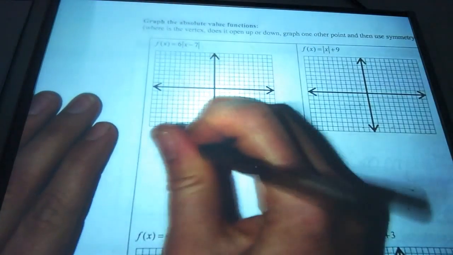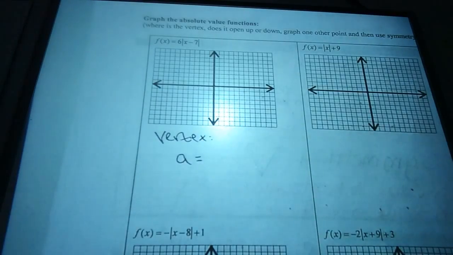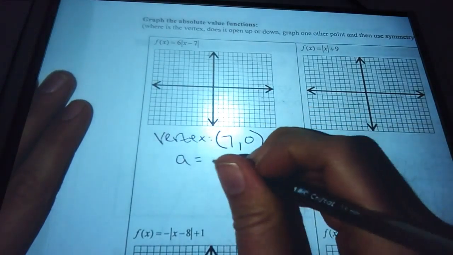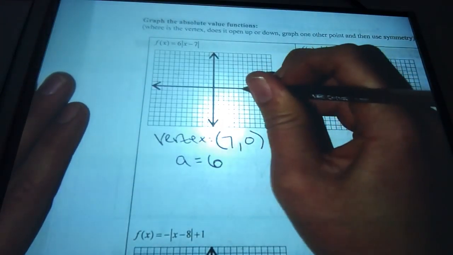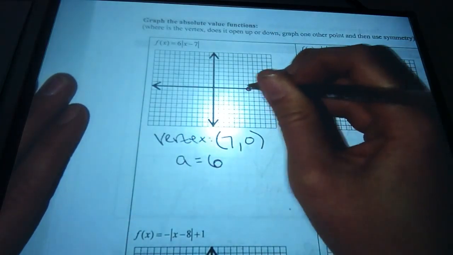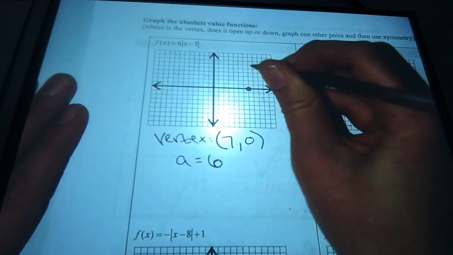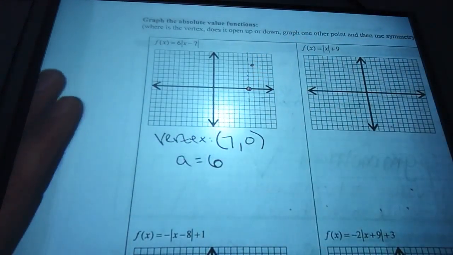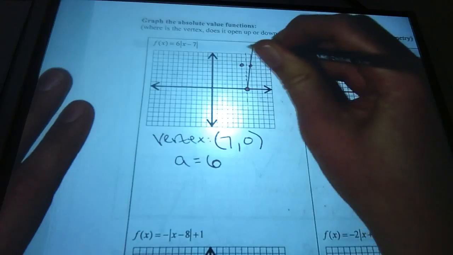Alright, vertex, A value, all of them, you have to tell me. What's the vertex for this one? 7, 0. What's the A value? 6. So 7, 0 is right there. 6, so I'm going up 6. And it's symmetrical, right? Sometimes if you're having trouble with that symmetrical thing, you can draw an axis of symmetry there, and then you're just flipping it over the line.